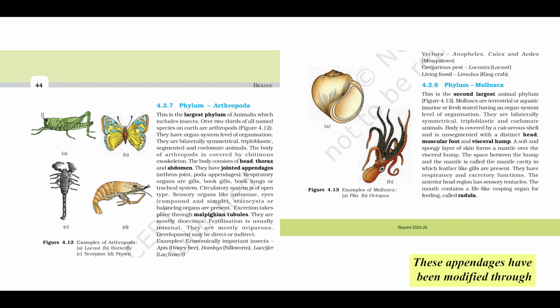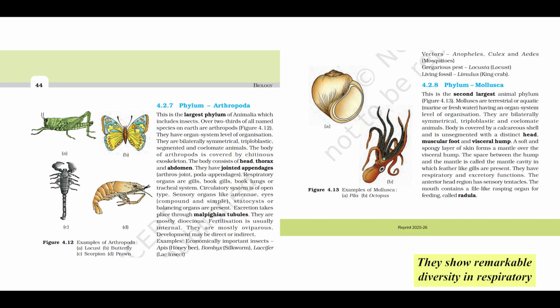These appendages have been modified through evolution for a vast array of functions: walking, jumping, swimming, feeding (jaws, maxillae), sensing (antennae), defense (claws), respiration, and even reproduction. This adaptability of appendages is a huge reason for their success. Wow. What about breathing? They live everywhere.